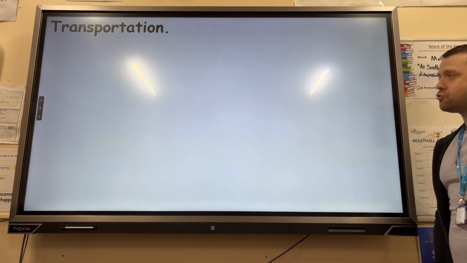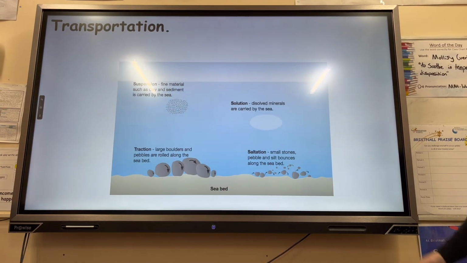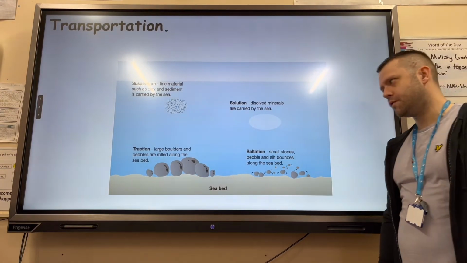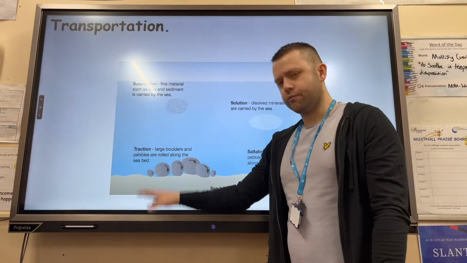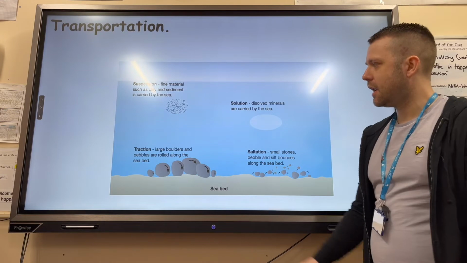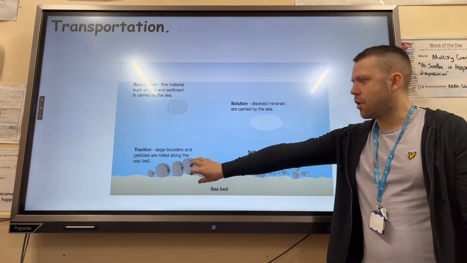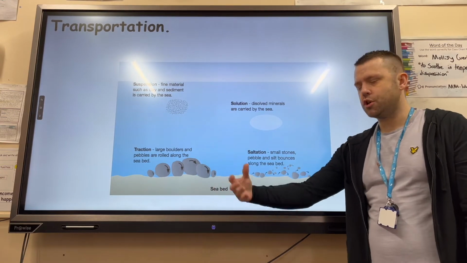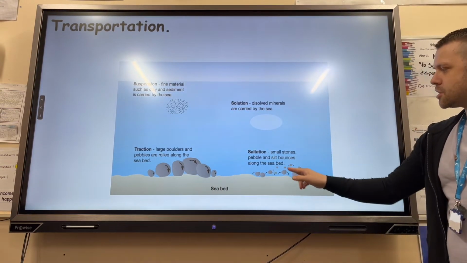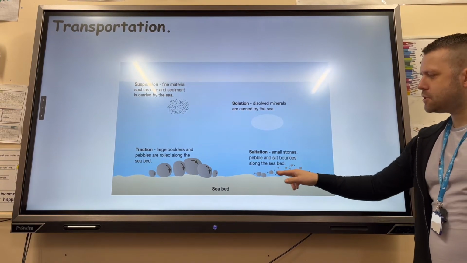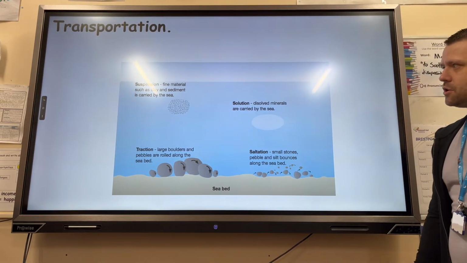How is material transported in the sea? It's transported via transportation, and there are 4 key types of transportation. We'll start with the largest first. Large chunks of rock, think parts of cliff that have just collapsed, are rolled along the seabed. As these rocks get eroded, maybe through attrition and solution, they are small enough now not to float, but they can bounce, and we call the bouncing of stones along the seabed saltation.